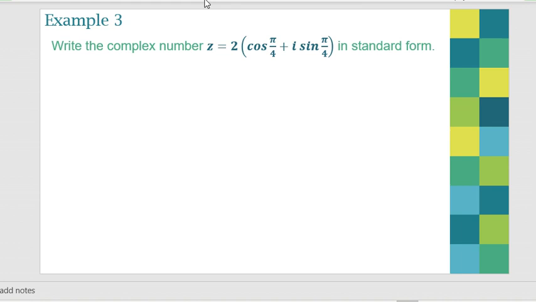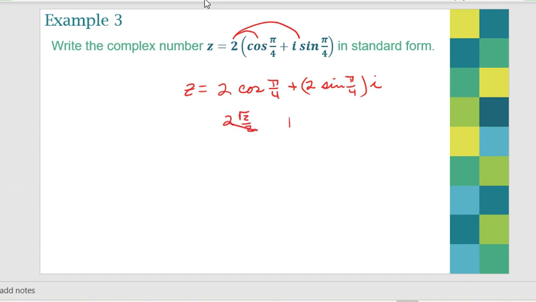All right, on this one, write this in standard form. All you have to do is distribute back. So one way to do this, you can write it as 2 cosine pi over 4 plus 2 sine pi over 4 times I. Okay, but I can tell you right now, this is going to be 2 times square root 2 over 2. That cancels. Plus 2 times square root 2 over 2. That cancels. So the answer is square root of 2 plus square root of 2 i.